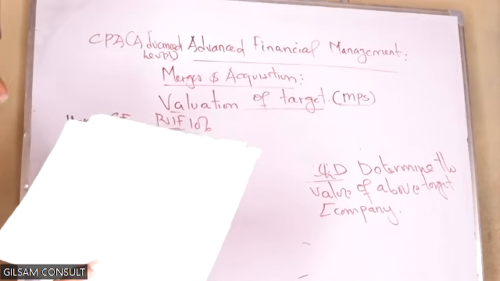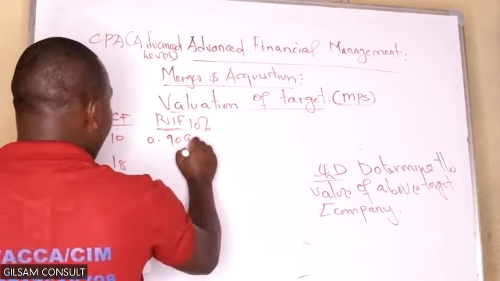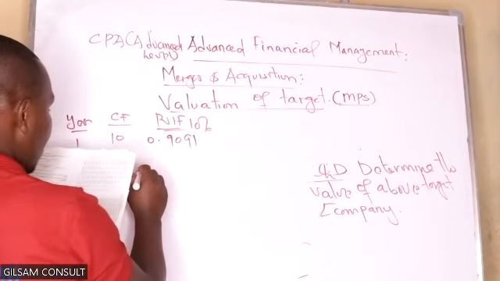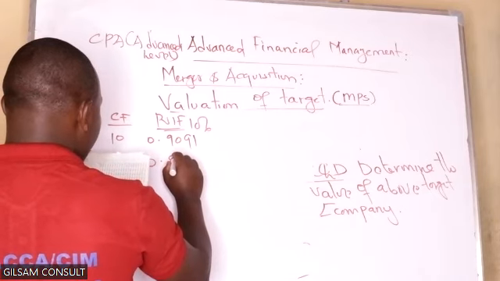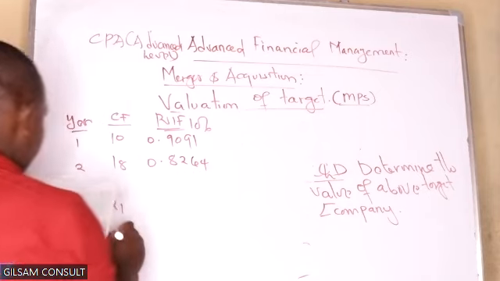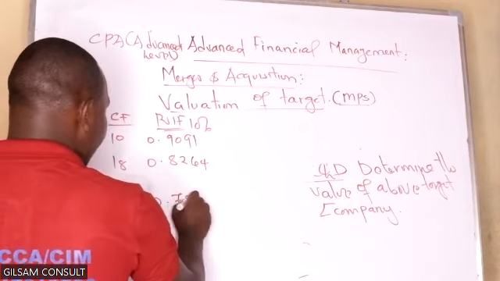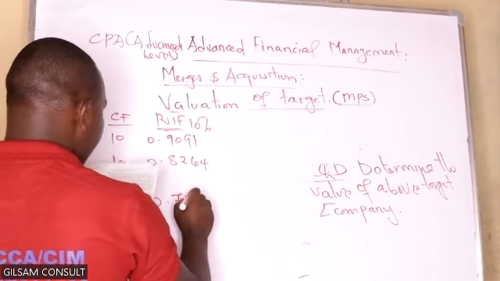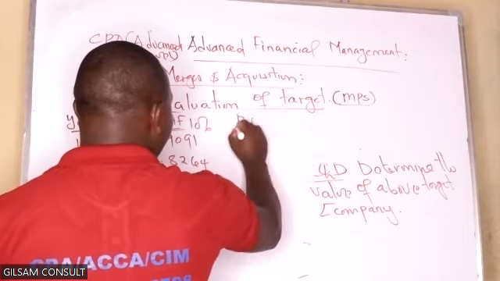So 10% year 1, I'm getting 0.9091. Year 2 on 10% is 0.8264. Year 3 is 0.7513.